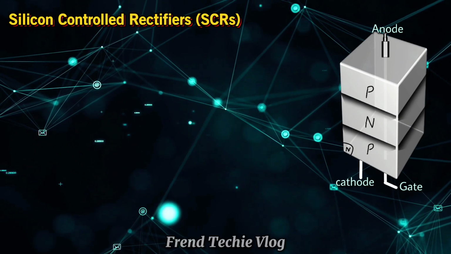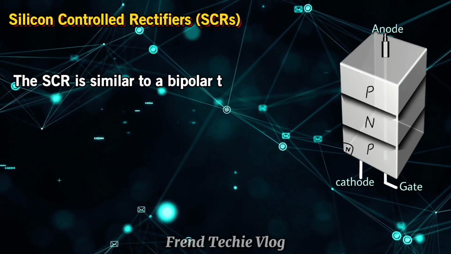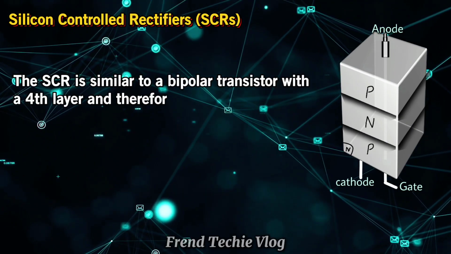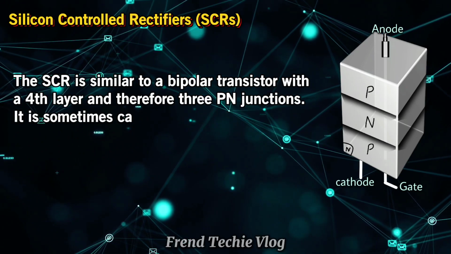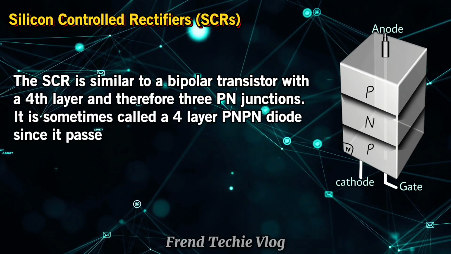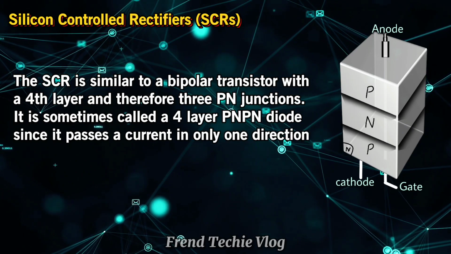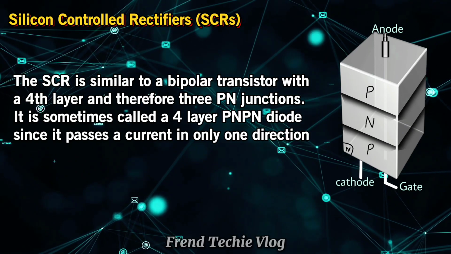Silicon-controlled rectifiers. The SCR is similar to a bipolar transistor with a 4th layer and therefore 3 PN junctions. It is sometimes called a 4-layer PN-PN diode since it passes a current in only one direction.